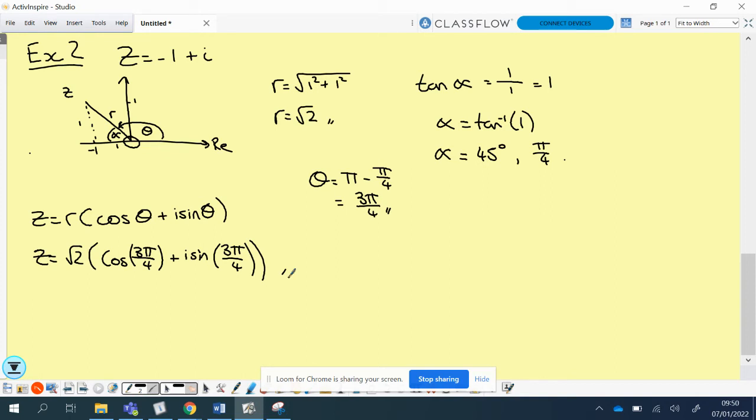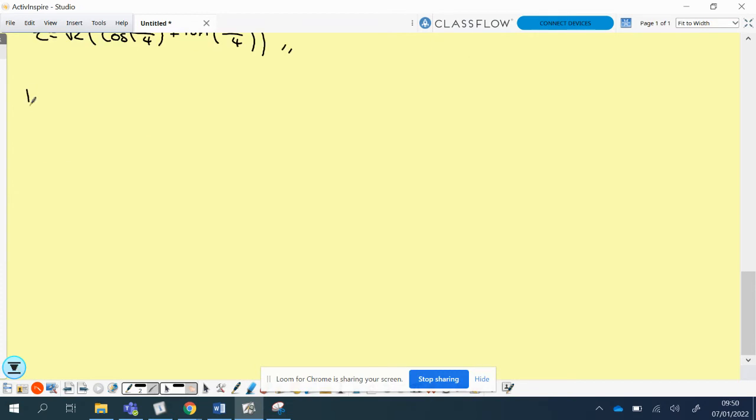Again, we're going to look at what happens in the other quadrants now as well, just so you've got an example of all. So, another two examples. Example 3. We're going to let z equal 2 root 3 minus 2i.